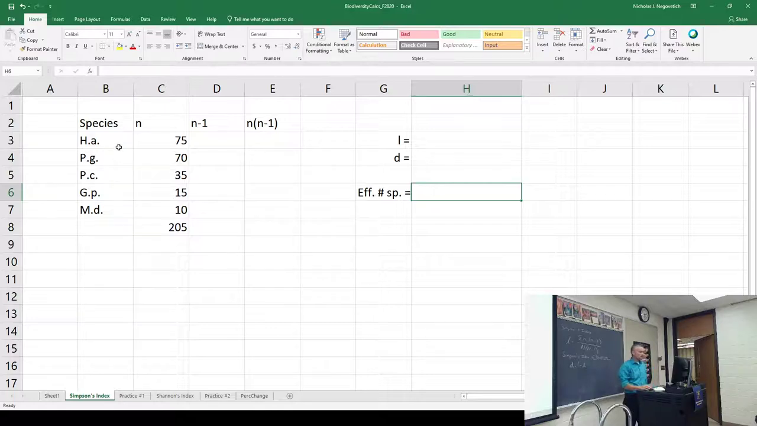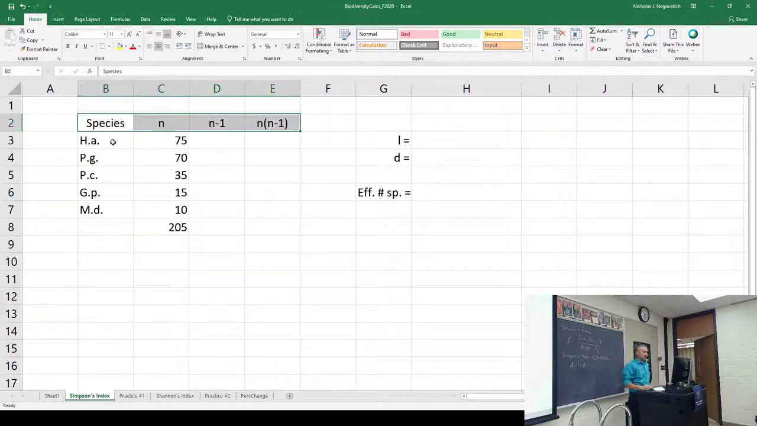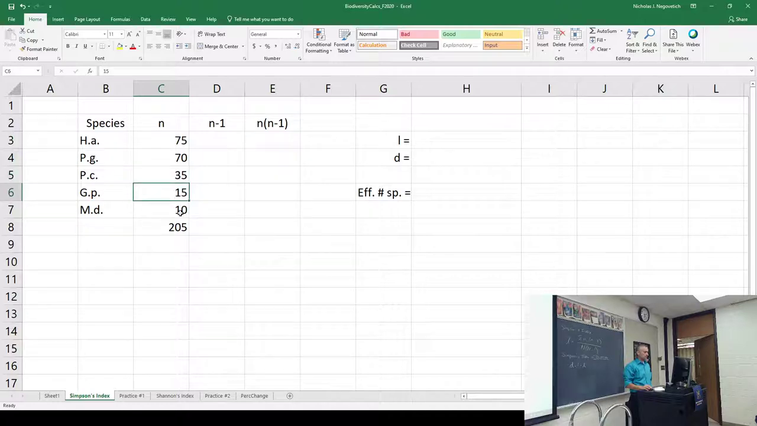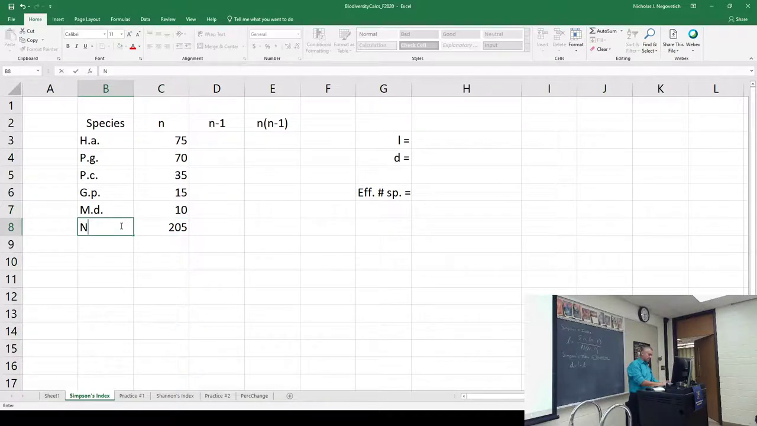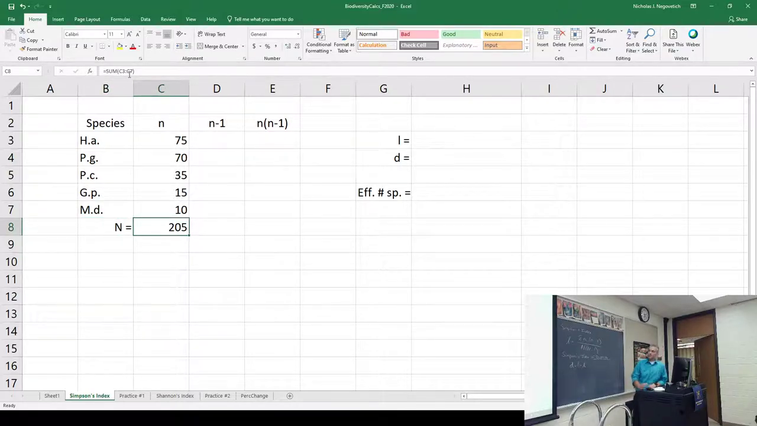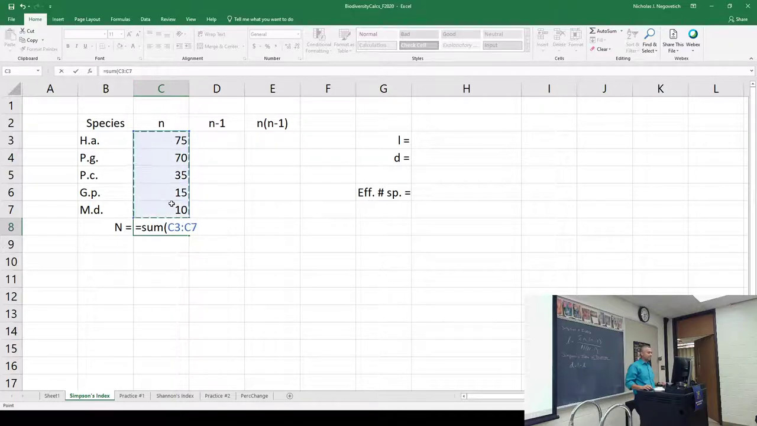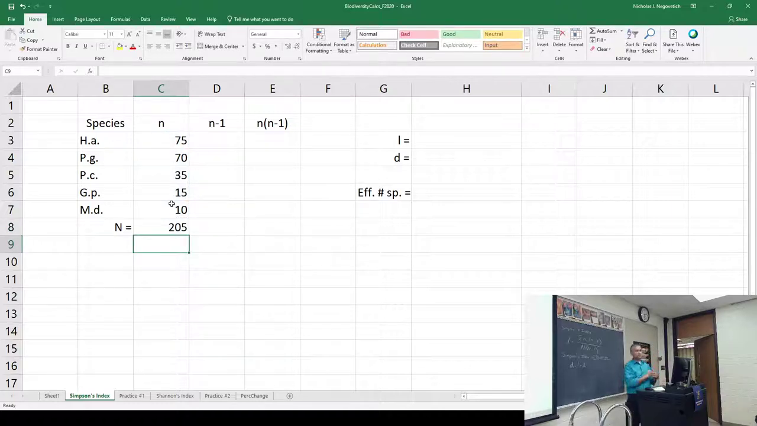So here on our table, let's get those centered. I have 75 Helisoma anceps, 70 Physa gyrina, 35 Pseudosuccinia, 15 Gyrolus, and 10 Menetus. I didn't give you your total sample size, but we add them up. If you remember from our data analysis lab, I can use a formula, which is equal sum, open parentheses, and highlight that column. This calculates the sum of this range. Hit enter, and we've got 205.